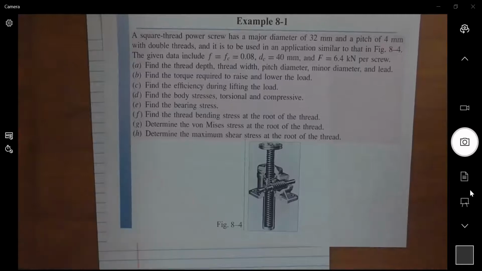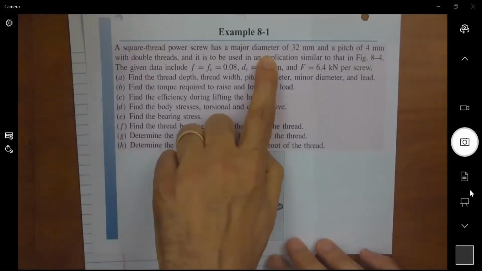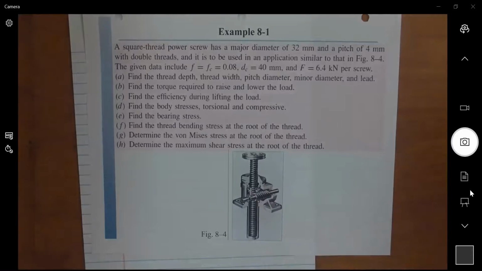Out of your textbook, we have a square thread power screw that has a major diameter of 32 millimeter and a pitch of 4 millimeters with double threads. What would the double thread do?